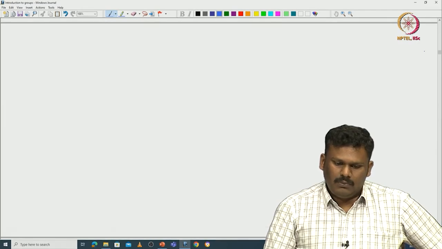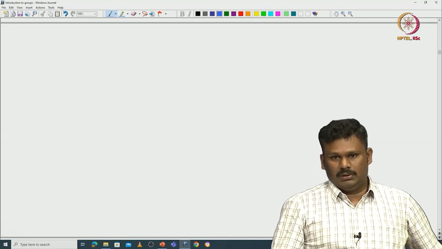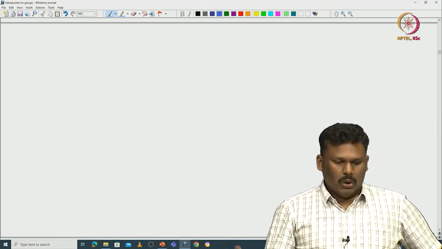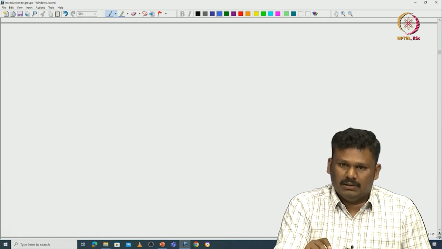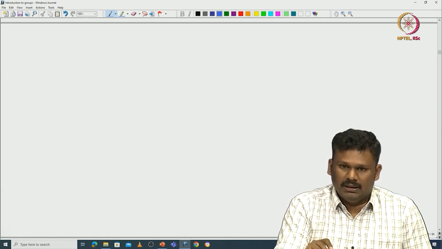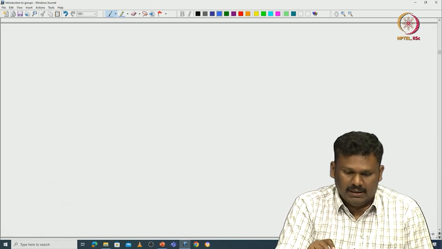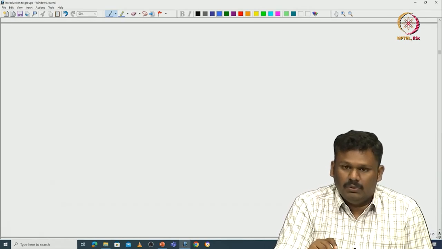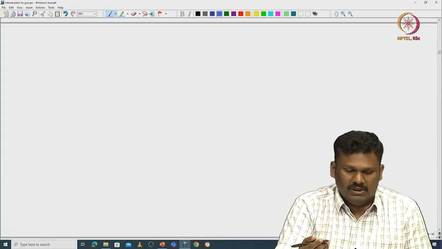So here is a group that is actually the most important group in my opinion, called the symmetric group. This is something very, very important to understand. We will study symmetric groups in much more detail later, but I want to give you some examples first. But before that, it is easy to define what the symmetric group is in general. That is the best way.